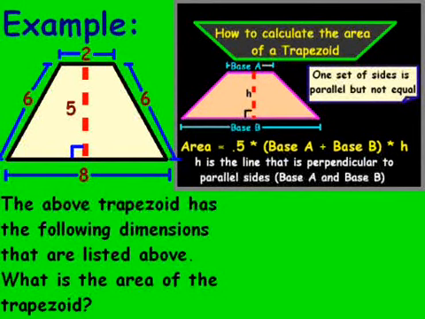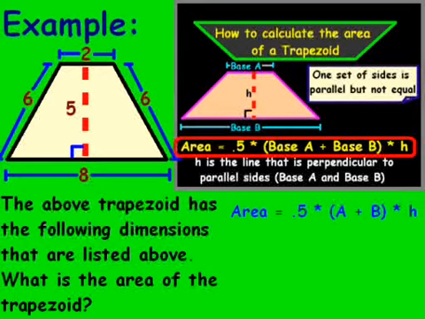Okay, in this trapezoid, the first thing I'm going to do is I'm going to write down the equation to calculate it, and that's area equals 0.5 times parentheses base A plus base B times H. We'll simplify that to area equals 0.5 times parentheses A plus B parentheses and then times H. And what we want to do is we want to solve.